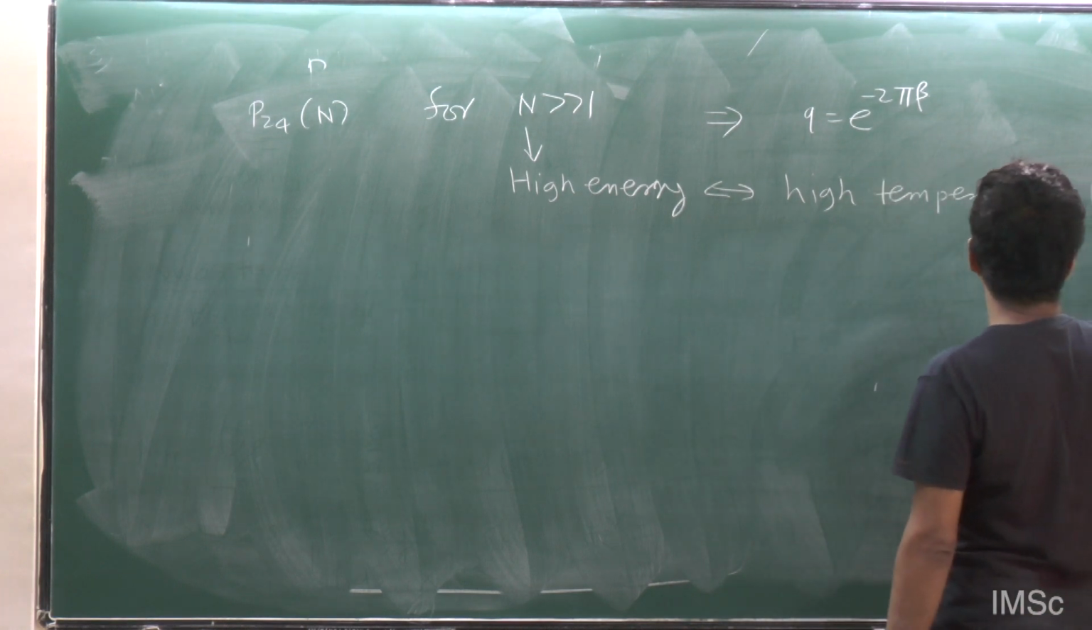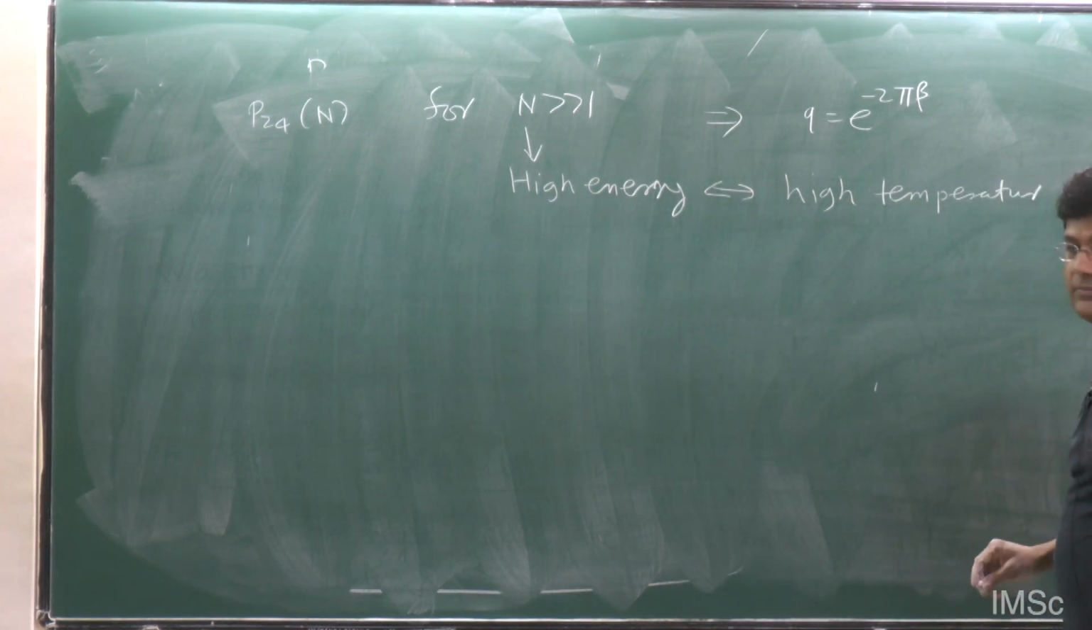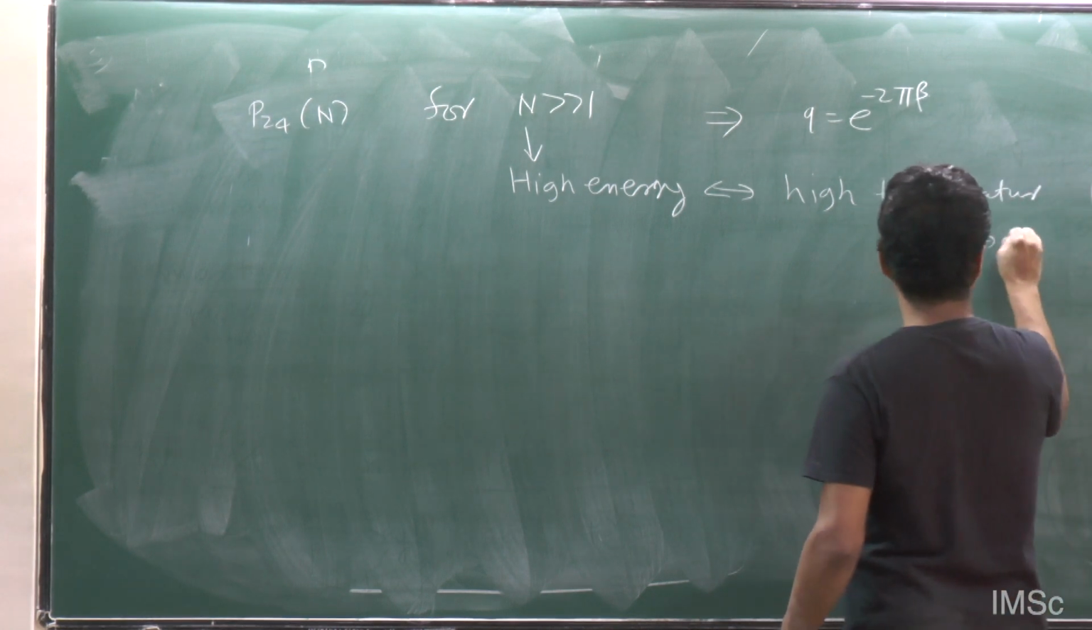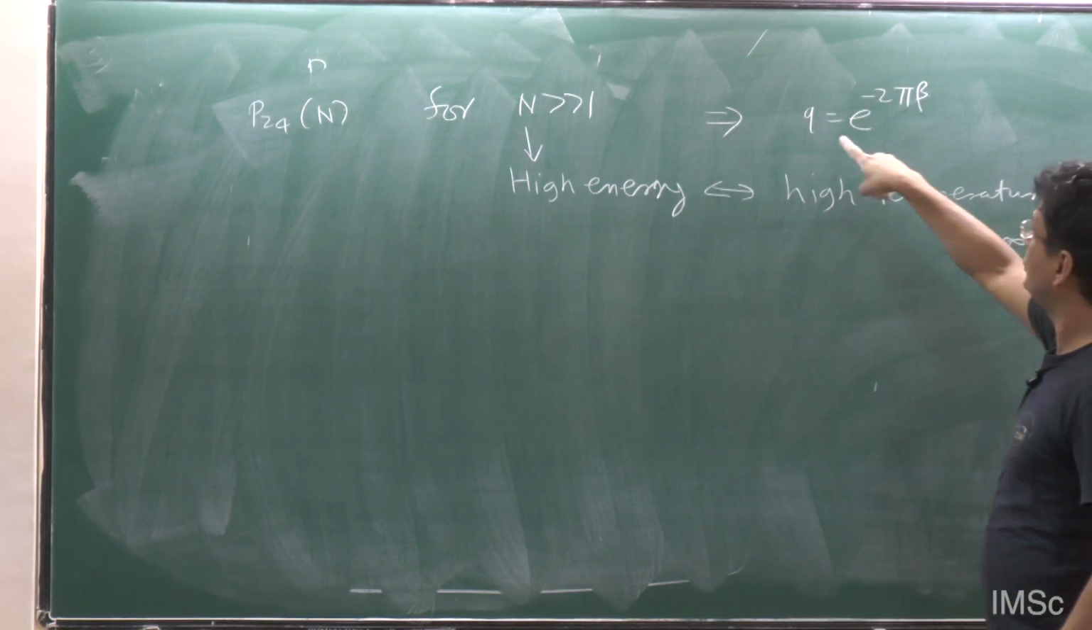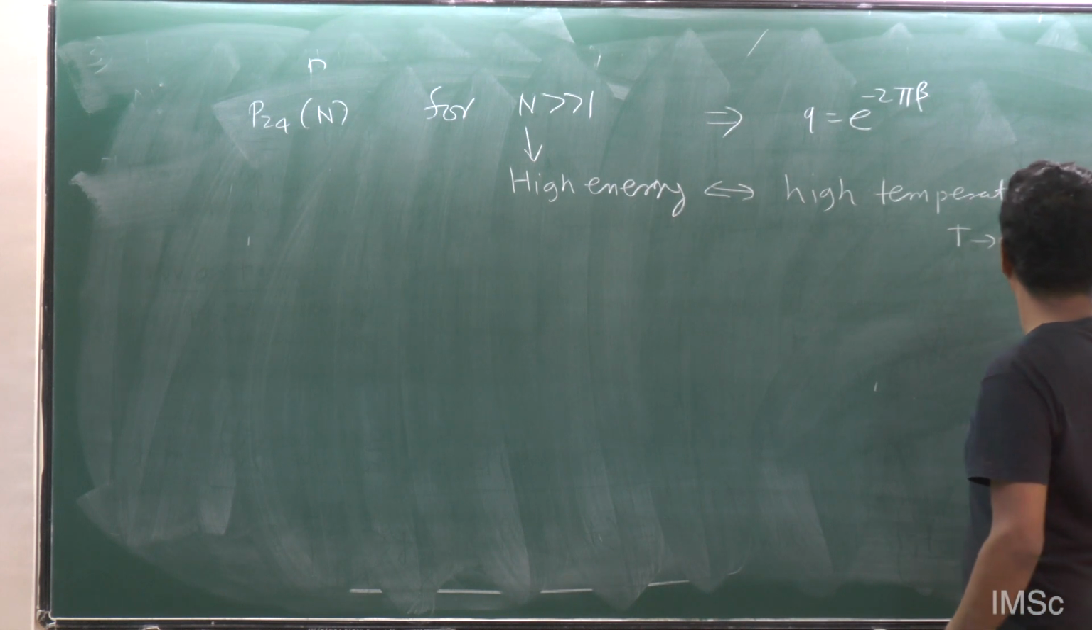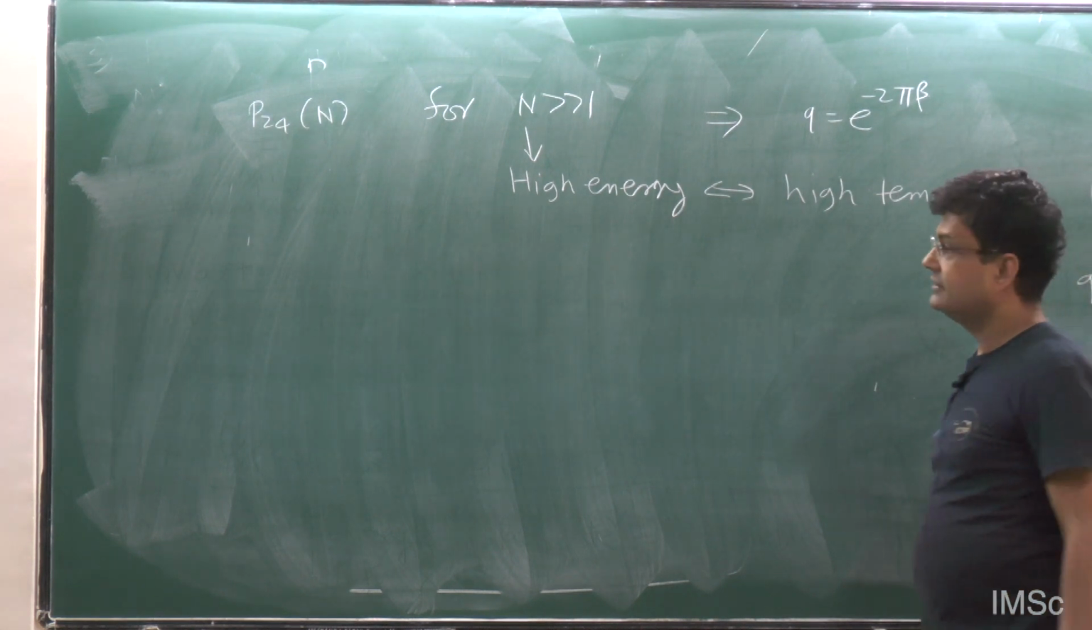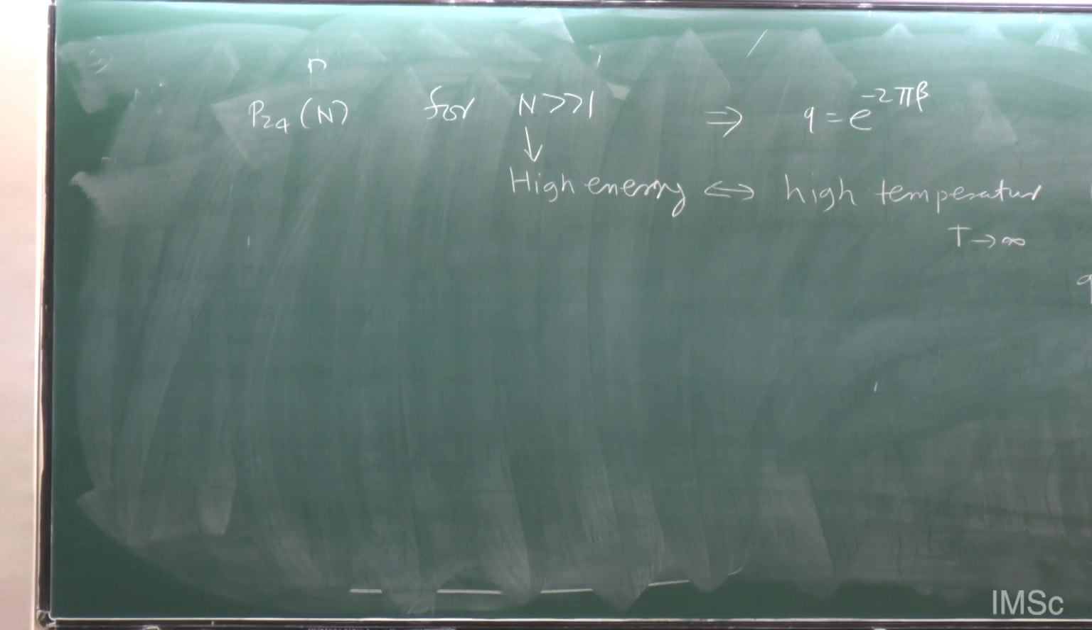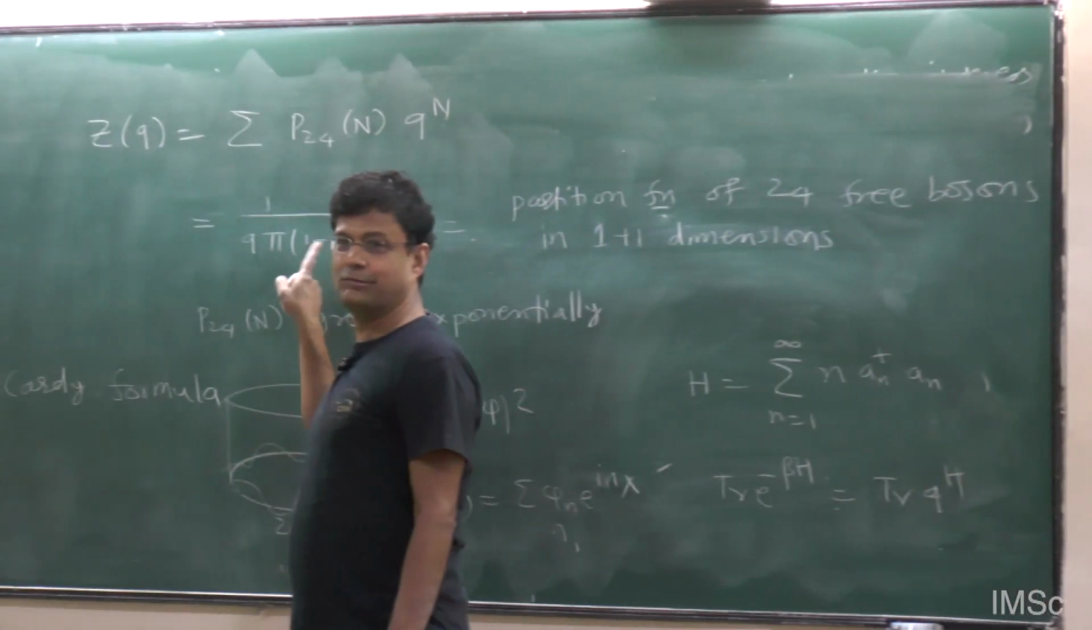That means beta going to 0, right? T going to infinity. But if beta is going to 0, Q is going to 1. Now that's when you cannot expand this function very well, you see. When Q is going to 1, you are running into all these poles.